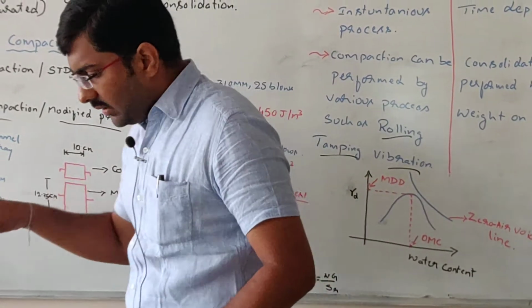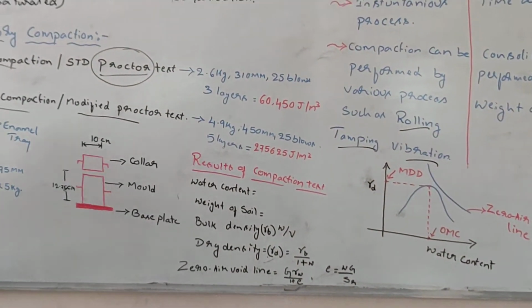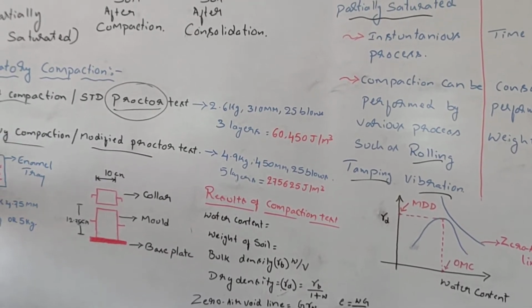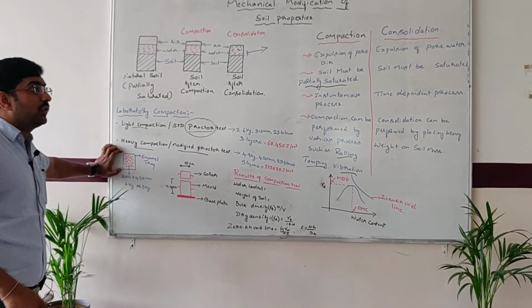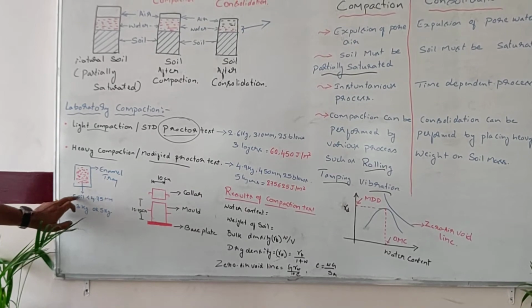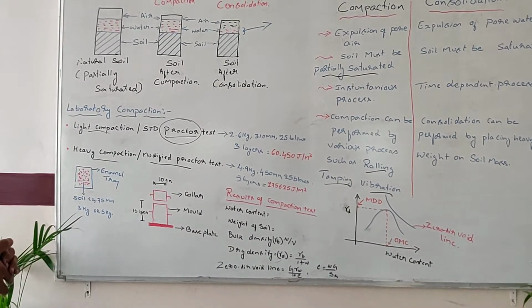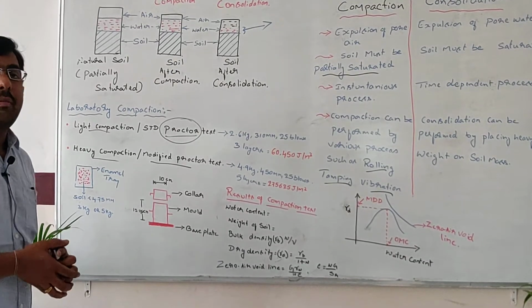In order to conduct this compaction test, it can be either light compaction or heavy compaction. We use the soil which is passing through a 4.75 mm IS sieve. Now let me take you through the light compaction test.